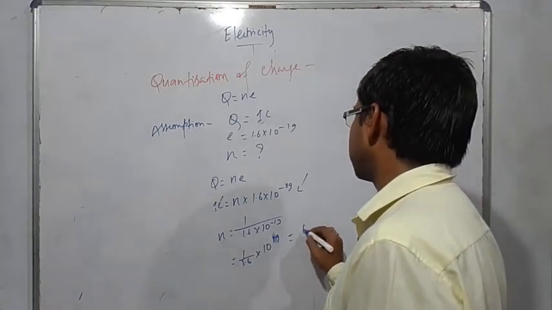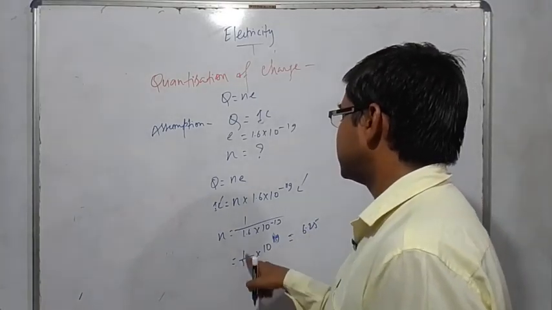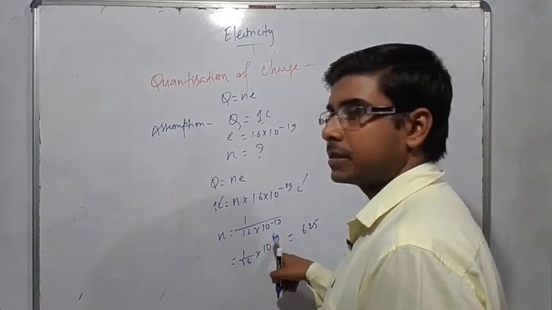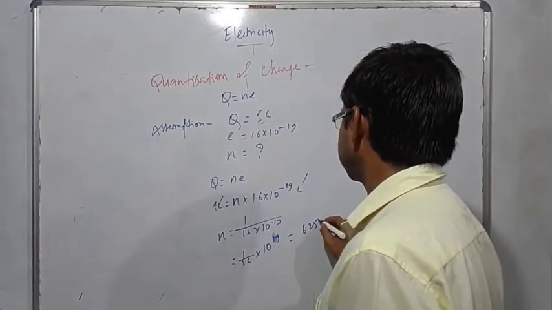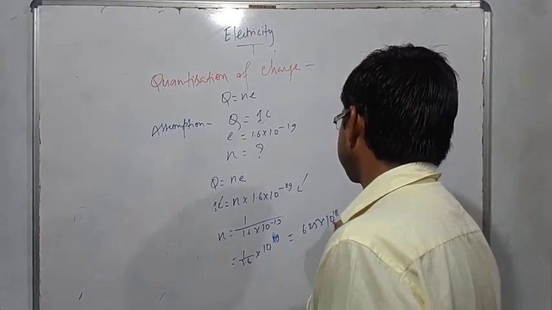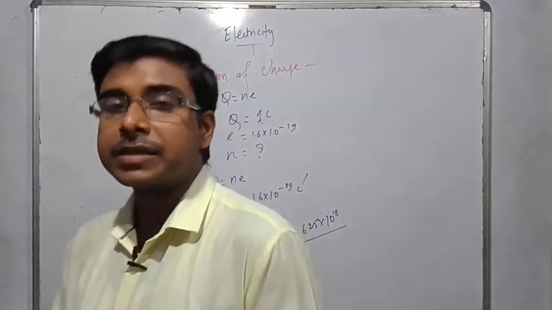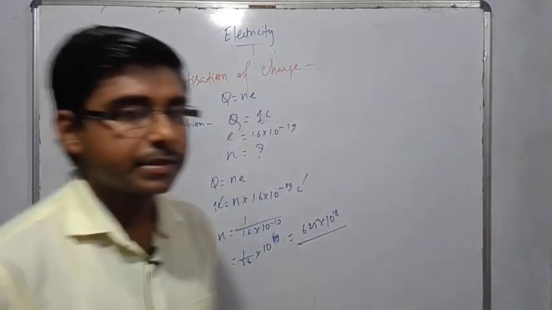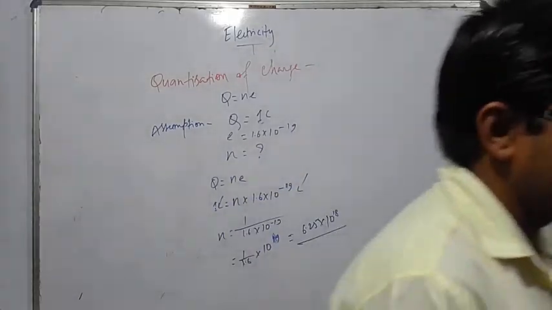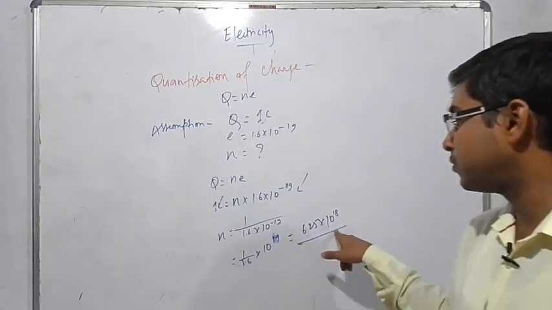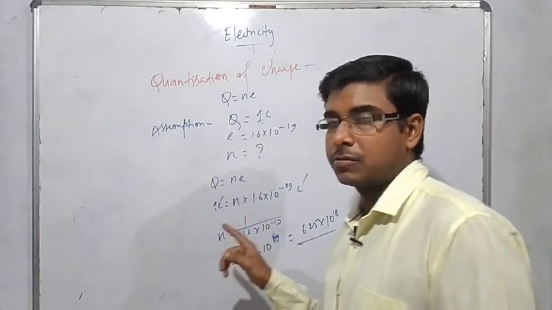Further, if we solve, we get 6.25. The 0 cancels out, then cancel out this value. One power will be decreased, that will be 10 to the power 18. So you can see when 1 coulomb of charge is flowing, the number of electrons passing through is 6.25 into 10 to the power 18.